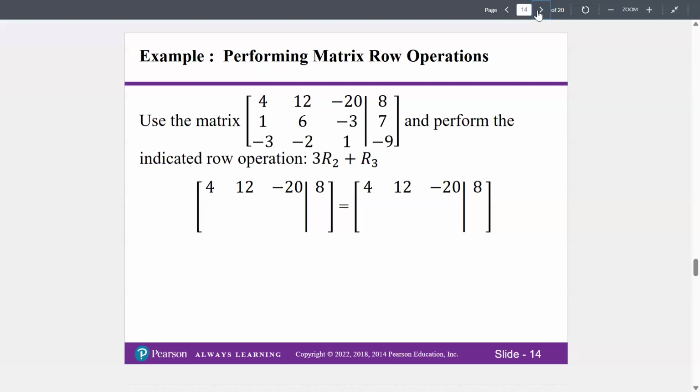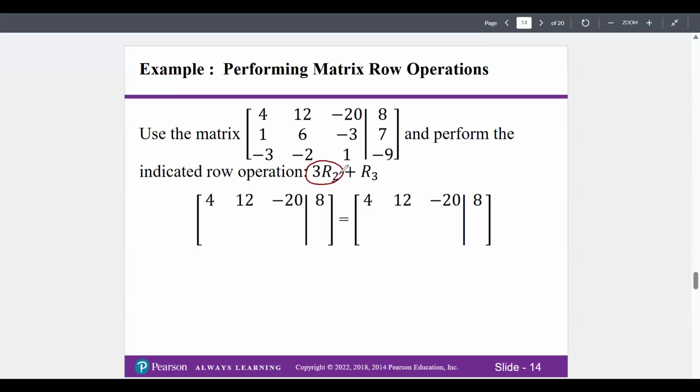Let's say I want to have 3R2 plus R3. What I'm saying here is that for a moment, I'm going to take R2 and multiply everything by 3. So this is my R2. We have 1 times 3, that is 3. 6 times 3, that is 18. -3 times 3, that's -9. 7 times 3 is 21.